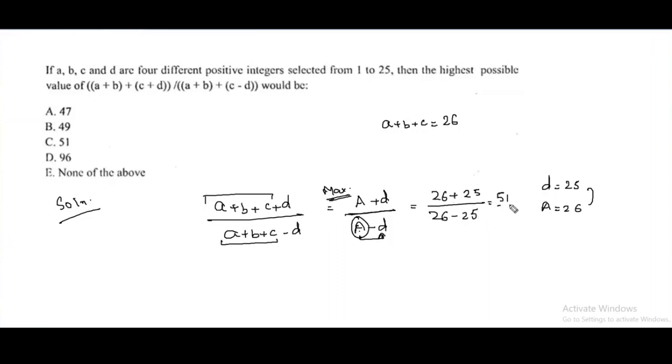So 51 upon 1. So what is the maximum value? The maximum value will be 51. And 26 you can get it many ways. I'm not even going in this direction. We are not bothered how we get 26. That is 1, 3, 22, and so on. So the together value is 26 and d we have taken 25, so that numerator becomes more and denominator becomes lesser. So what is the answer? Answer is 51. Option C is the correct answer.